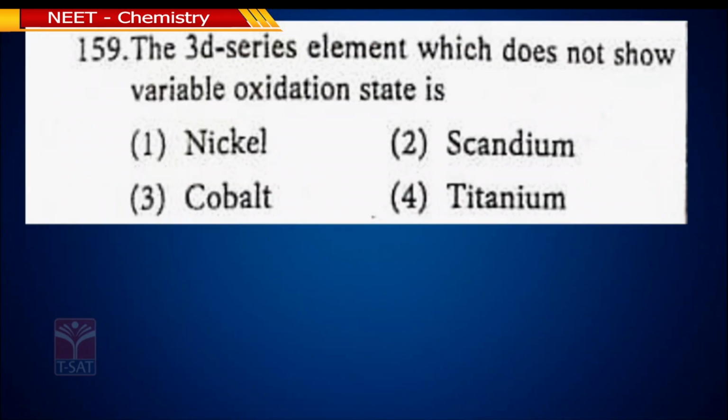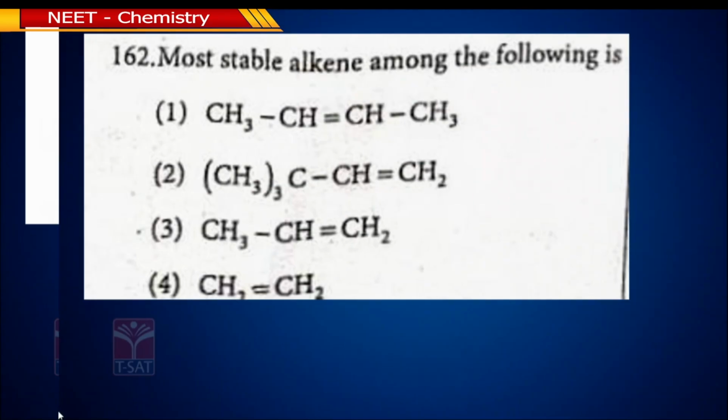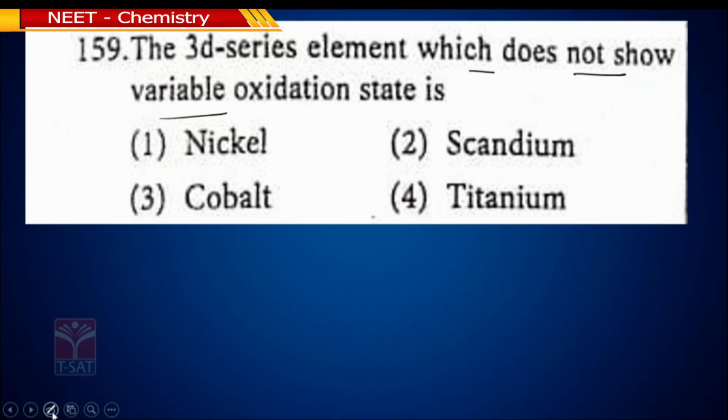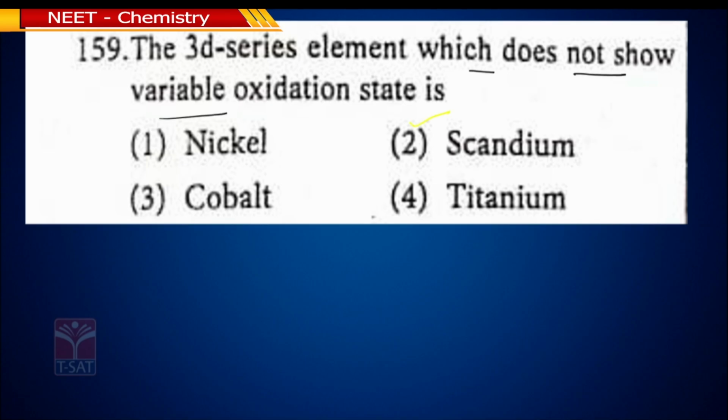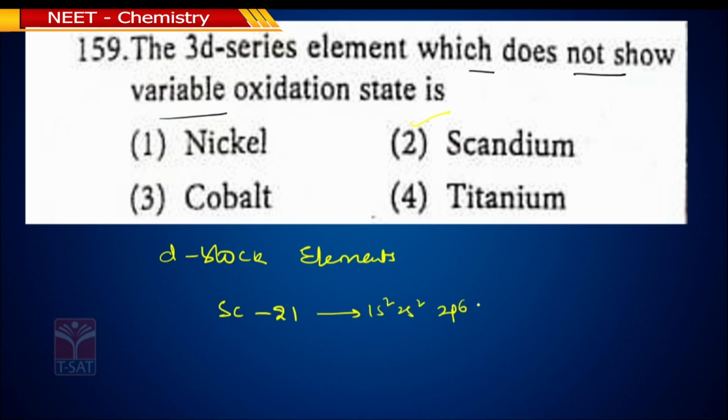Next, coming to the next question. The 3d series element which doesn't show variable oxidation state. You should remember this question. The 3d series element which doesn't show variable oxidation state is scandium. See, this is a d block element question, d and f block elements. Scandium is actually atomic number 21. It is 1s2, 2s2, 2p6, 3s2, 3p6, 4s2, 3d1, right.